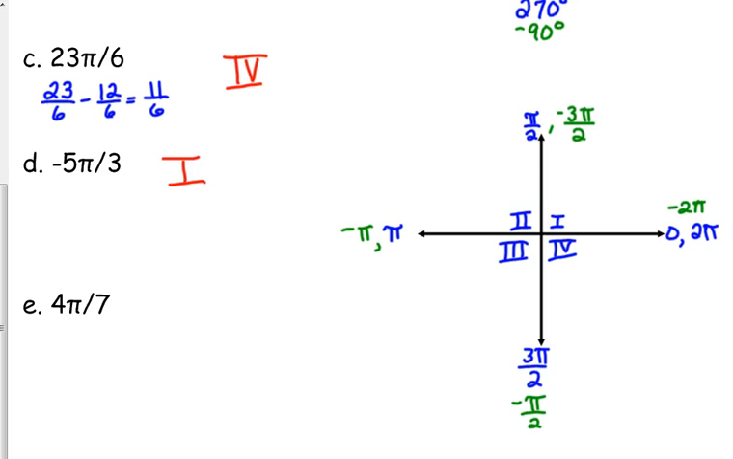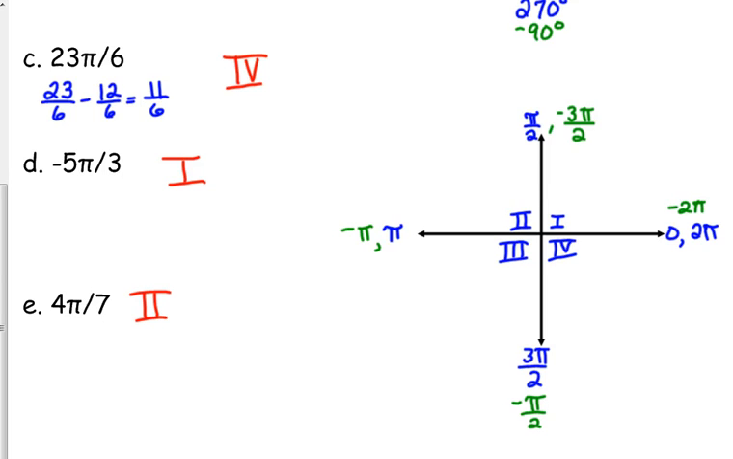Okay, 4 pi over 7. Yes, would be in the third quadrant. So how do we know that? Because half of 7 is 3.5. No. Hang on. No, it would be in 2. Because half of 7 is 3.5 and 4 is just a little bit more than 3.5. So 4 over 7 is just a little bit more than half. So that would be in 2.